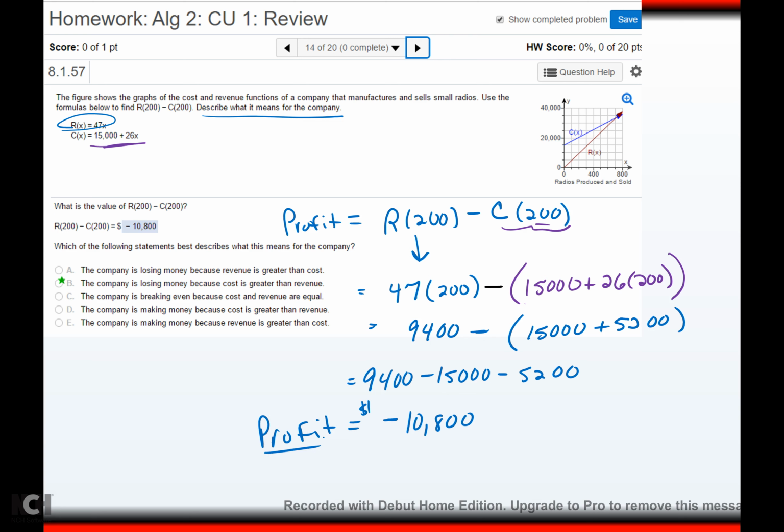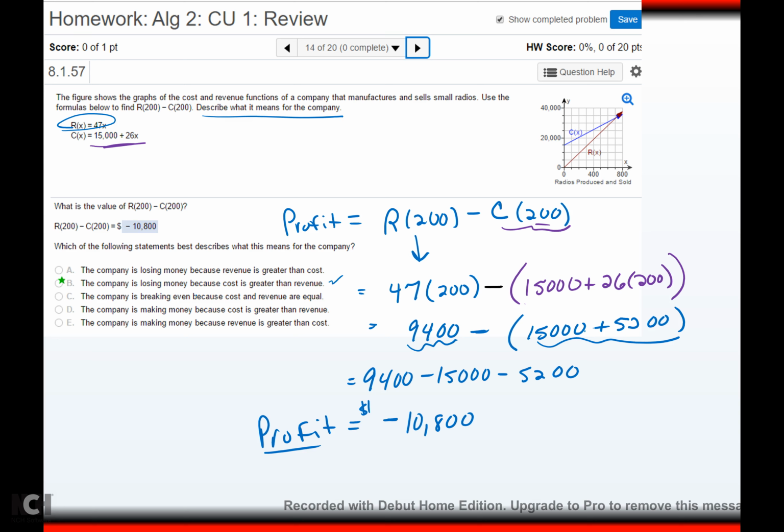They're losing money. Okay, so it says which of the following statements is true? The company's losing money because revenue is greater than the cost? No. There's your revenue. There's your cost. This is way bigger than that, obviously. The company's losing money because the cost is greater than the revenue. Ding, ding, ding, ding, ding.